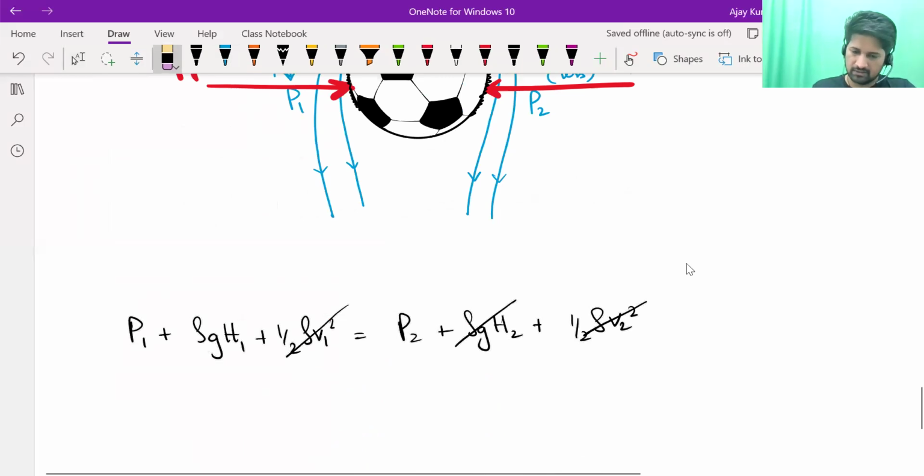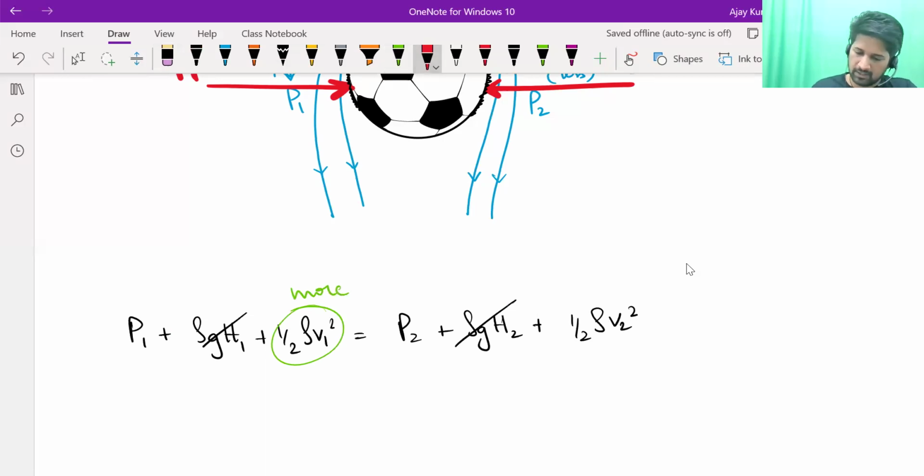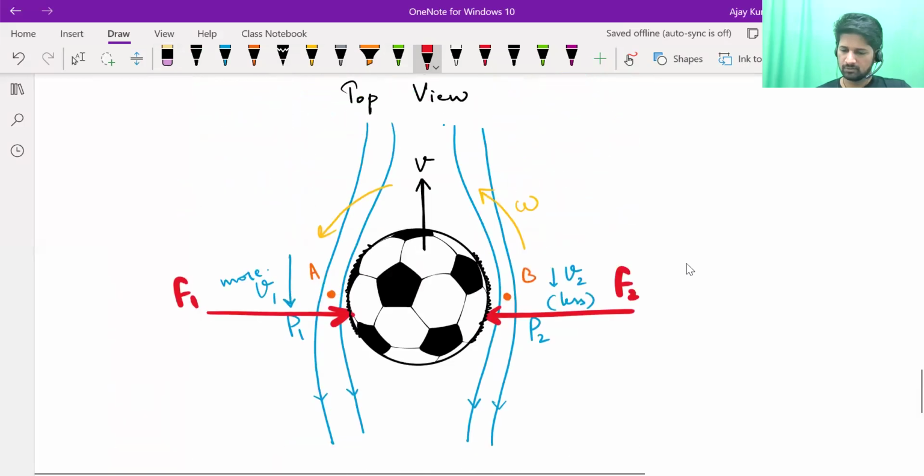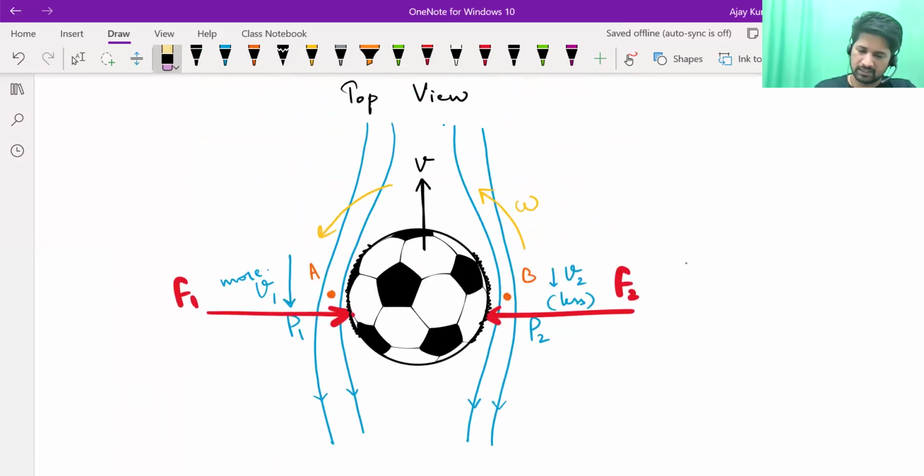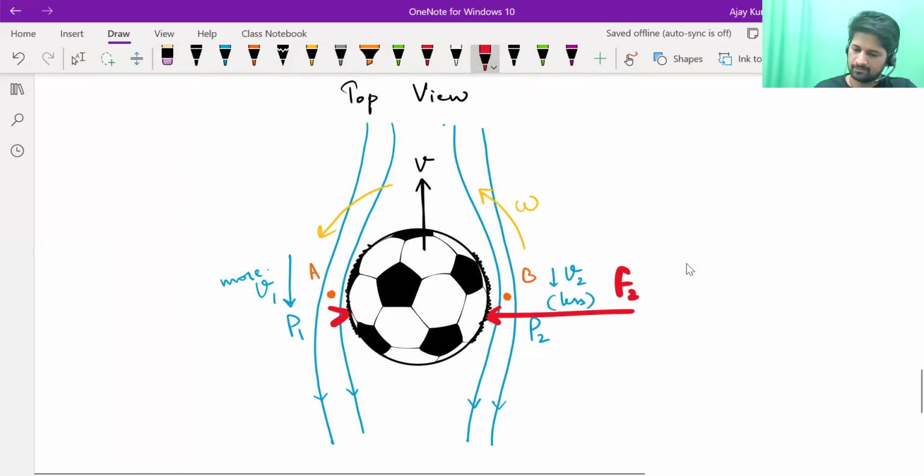Which speed is greater here? V1 is more than V2. If V1 is more than V2, then obviously P1 will have to be less than P2 for the equation to be balanced. So P1 less than P2. If pressures are unequal, what will happen? The forces will be unequal. Force from the left side on the ball will be less than force from the right side.